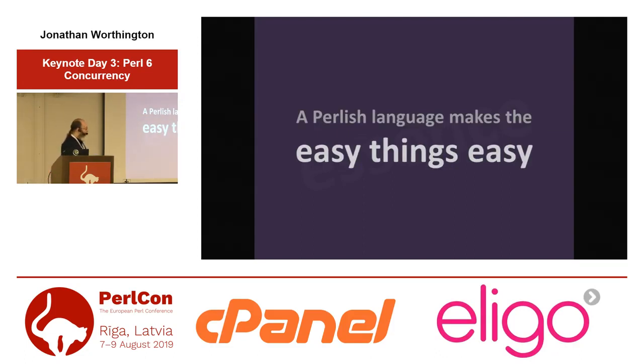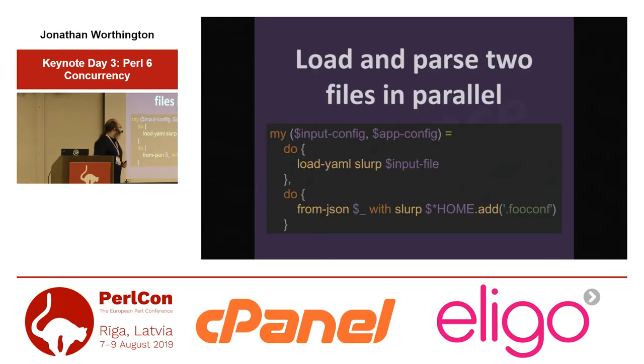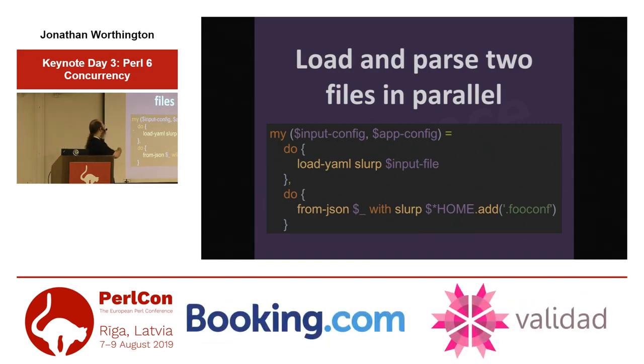Next, and I think this is really important, a Perlish language makes the easy things easy. Let's look at some code and see if that's the case with Perl 6 and concurrency. So here we start off an application, and we want to load some input, and we want to load some configuration file. And excuse the structuring, so it's easy to turn it into the parallel version, but I'm just doing a list assignment here, and then I'm saying load this YAML by slurping this file and parse the YAML. Here we just do some JSON. So how hard is it to turn this into a parallel program and do these two at once?